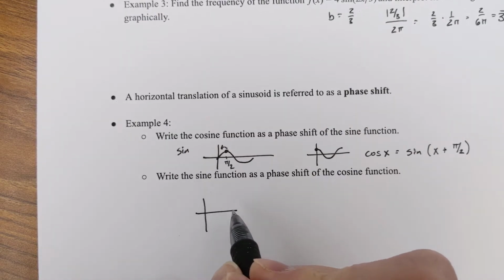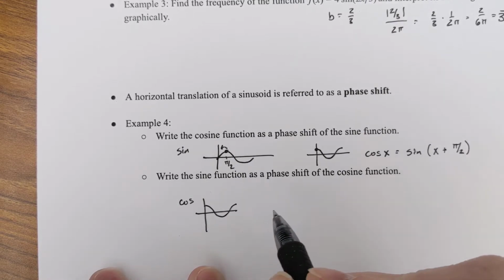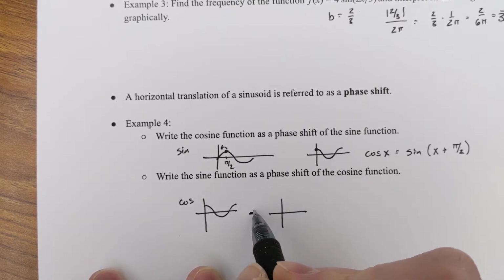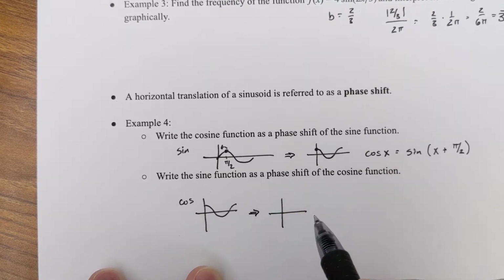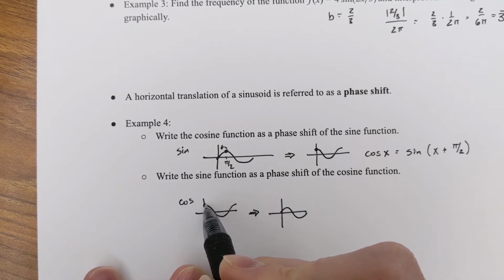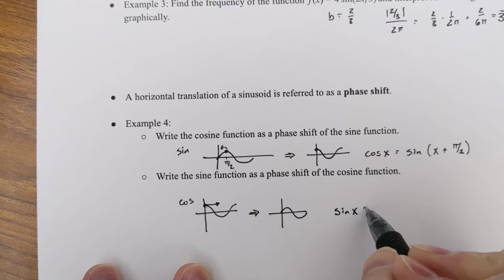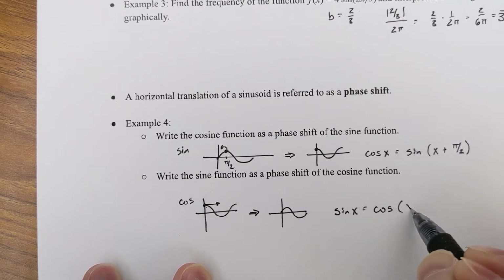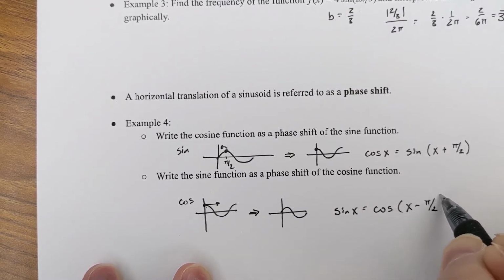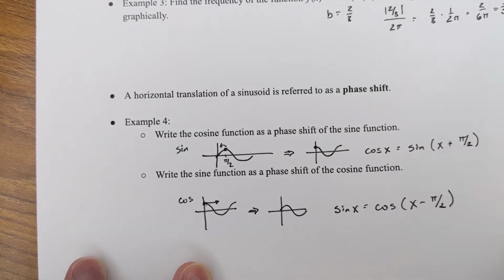Now the sine function as a phase shift of the cosine function. So we're starting with cosine, which looks something like that. And we're going to get the sine function. So it's the opposite thing. This point here is moved to the right. So the sine function is the cosine function shifted pi over 2 units to the right. But it's the opposite of what you'd expect, so minus pi over 2.